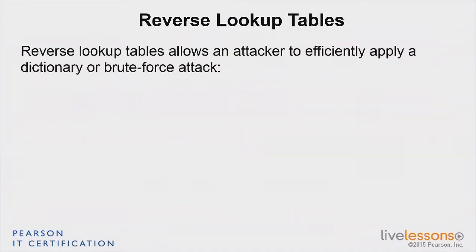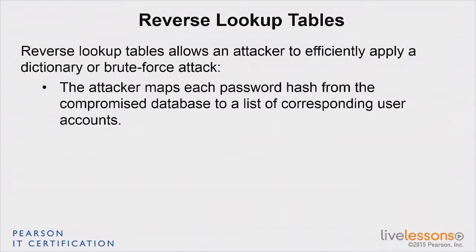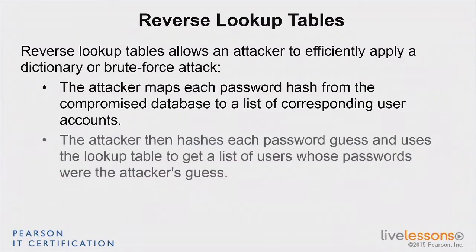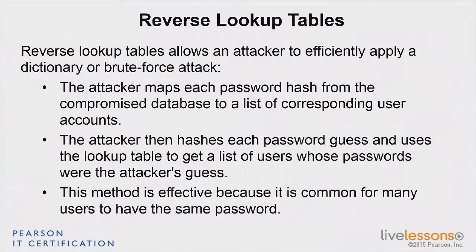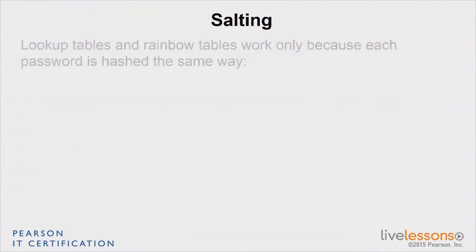Now, a reverse lookup table allows an attacker to very efficiently apply a dictionary or a brute force attack. The attacker maps each password hash from the compromised database to a list of corresponding user accounts. The attacker then hashes each password guess and uses the lookup table to get the list of users whose passwords were the attacker's guess. This method is effective because it's very common for many users to use the same password.